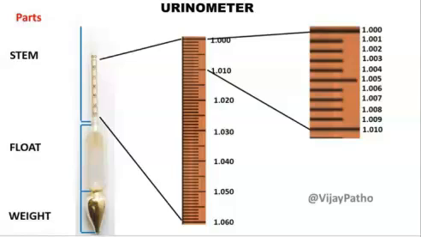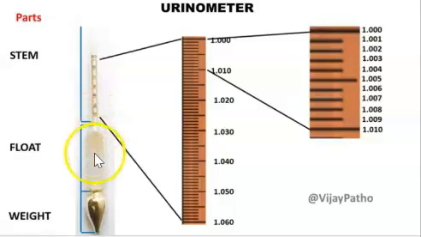Here is an example of the urinometer. Again, this is used, or can be used, to measure specific gravity. This is a more old school method for measuring specific gravity. You would take this urinometer, it has this bulb and weight on it, and then the stem that you're going to actually complete your measurement on is at the top.